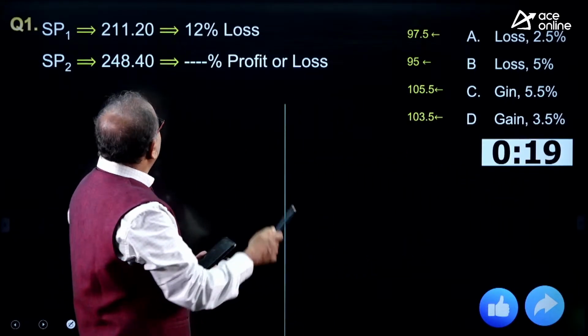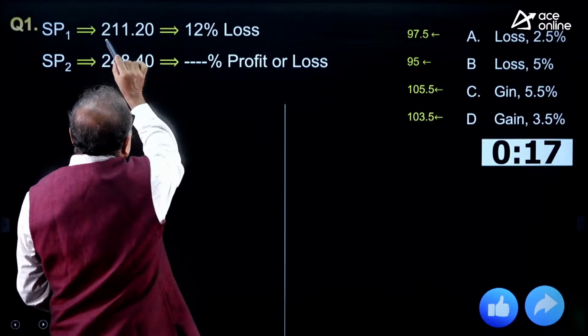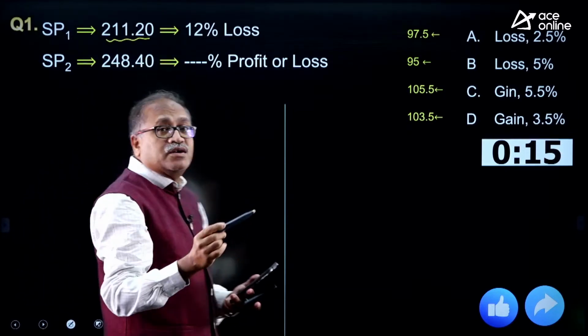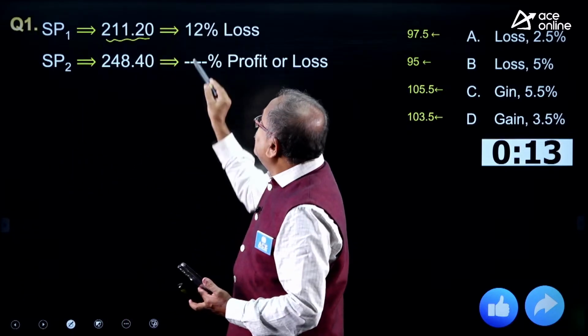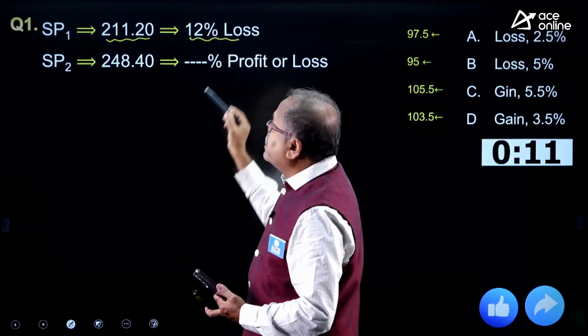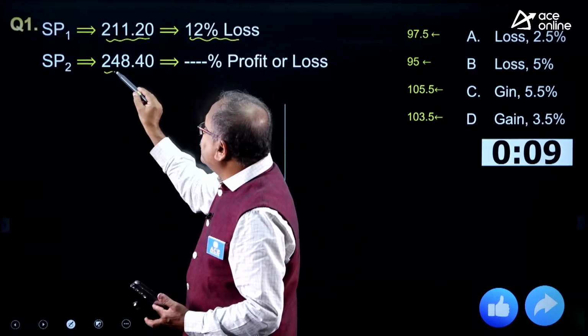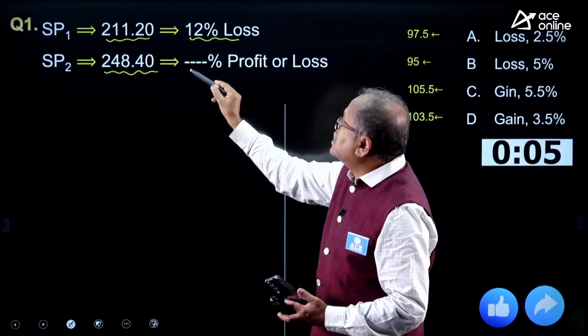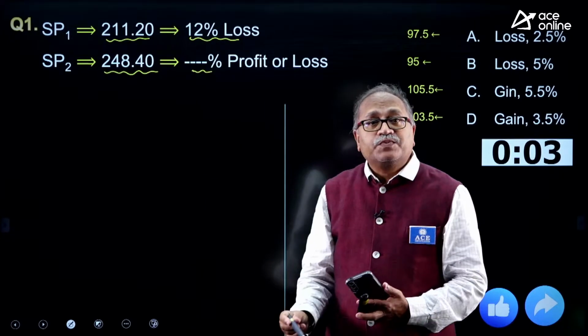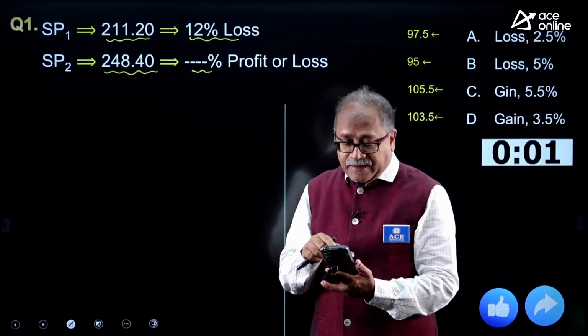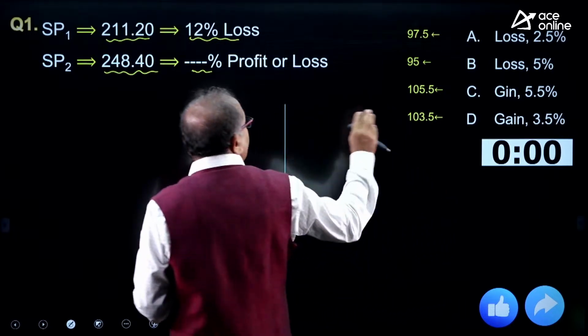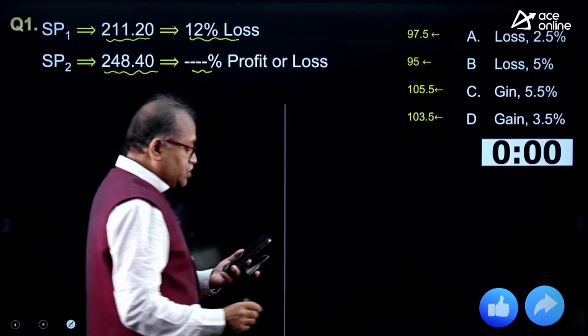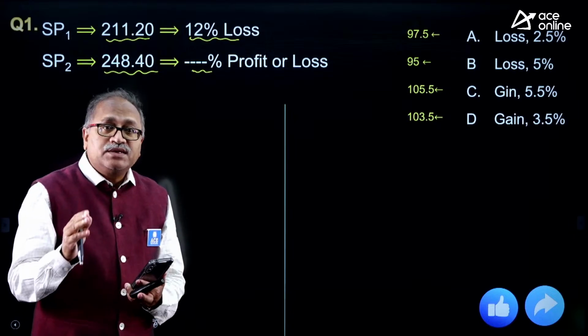So, this is the information, as I said: by selling for rupees 211.2, a trader incurs a loss of 12%. If he sells for rupees 248.4, then what is his profit or loss percentage? Come on, I will just wait for 30 seconds. The 30 seconds is over. Now, I will be answering this question.